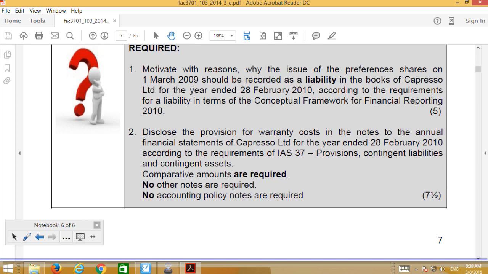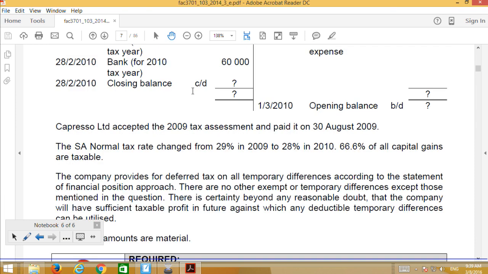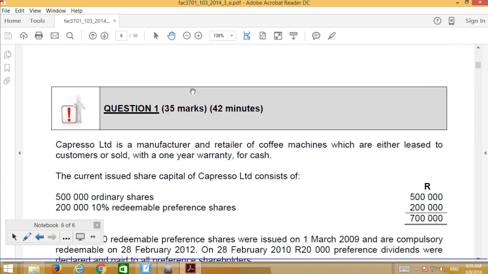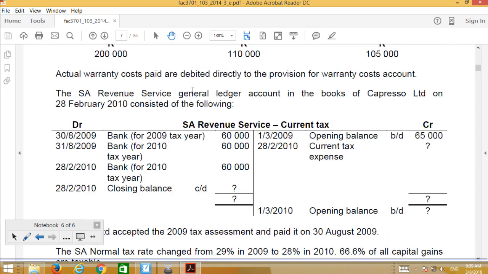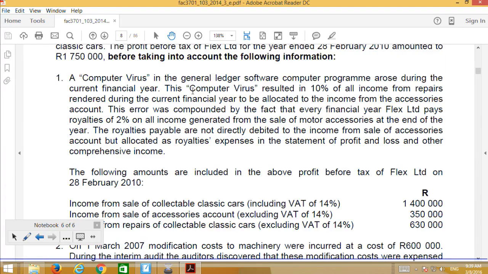Right at the beginning. If you look at the previous page, right at the beginning here, they say to you that there were 200,000 redeemable preference shares that were issued, and they're compulsorily redeemable. Preference dividends were declared and paid to all preference shareholders. And so you needed to go and see whether we have a liability or not. It was worth 5 marks. We can have a look at the solution.